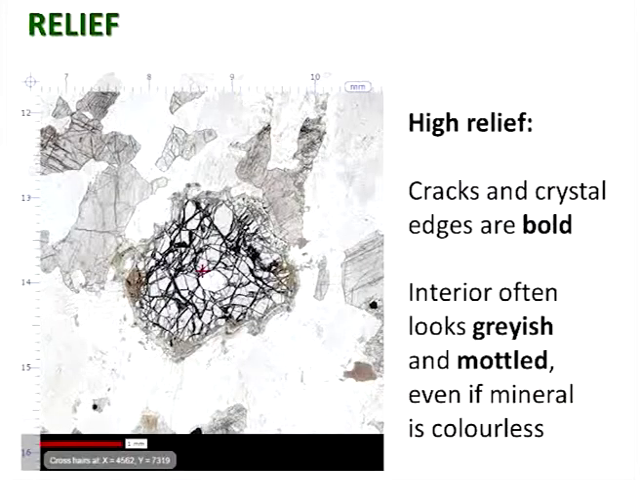So a couple of other things to pick up on high relief. Crystal edges tend to look very bold, but also any cracks within the crystal very often look very, very bold and black, and that's particularly true of a mineral like this, which is olivine. You can see these irregular curving cracks that run through the crystal are really, really bold. And that is partly, at least, to do with the high relief. In olivine's case, sometimes you get alteration along those cracks as well, and that can help to show them up and make them even more black.